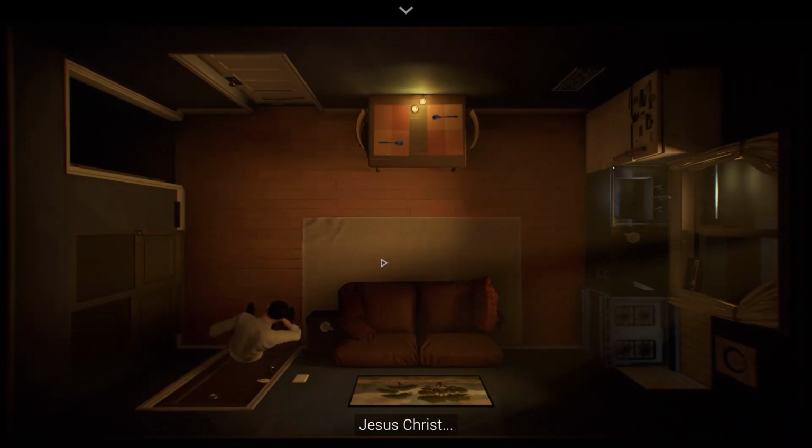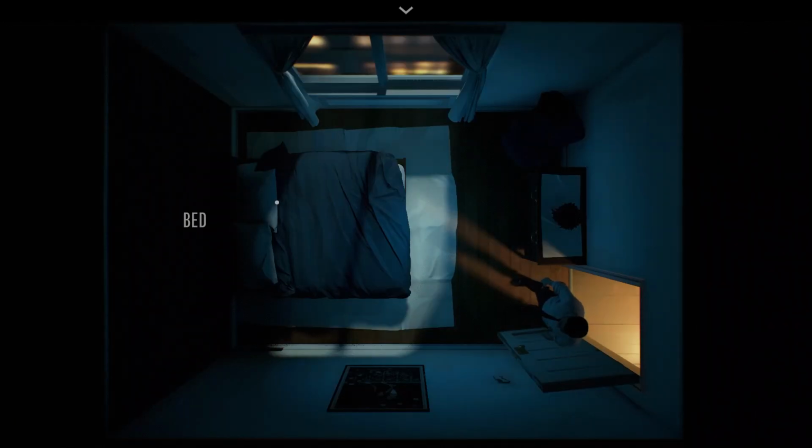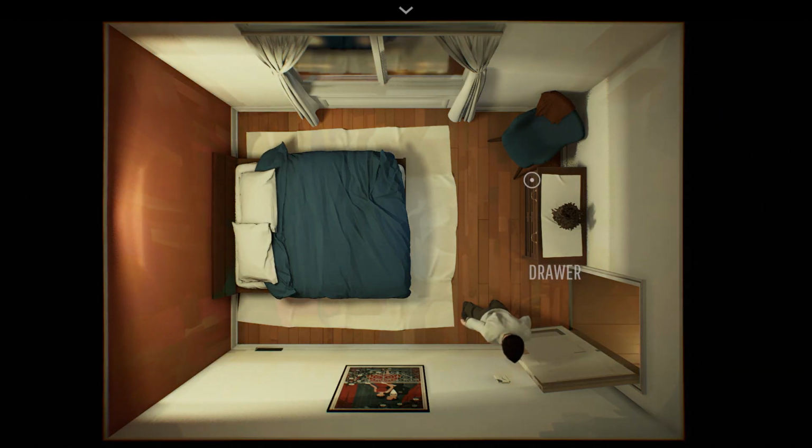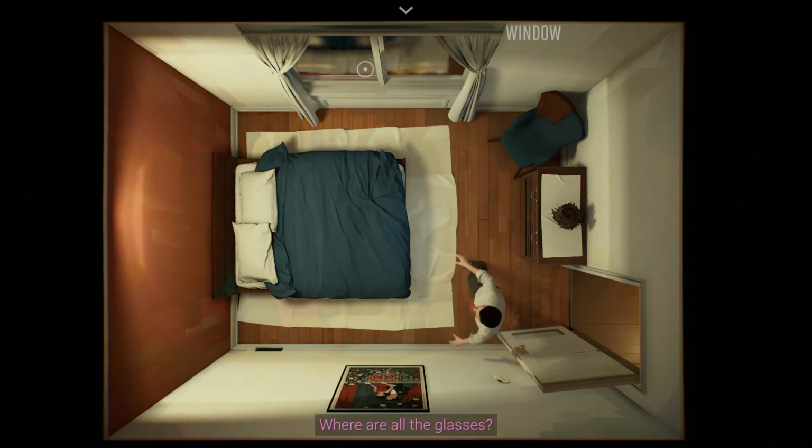You know what that means. It's loop time. To solve the mystery and avoid the same routine, you must click your way around, interacting with different things to keep the story moving forward. In this manner, 12 Minutes plays like a point-and-click adventure, but with a time limit.